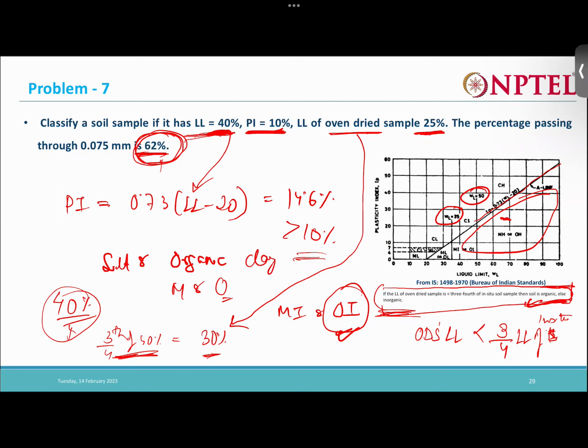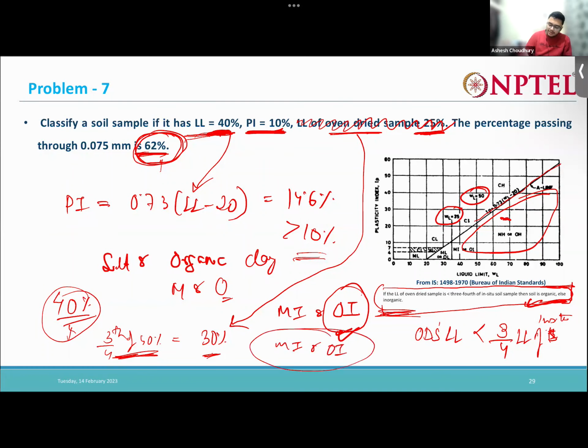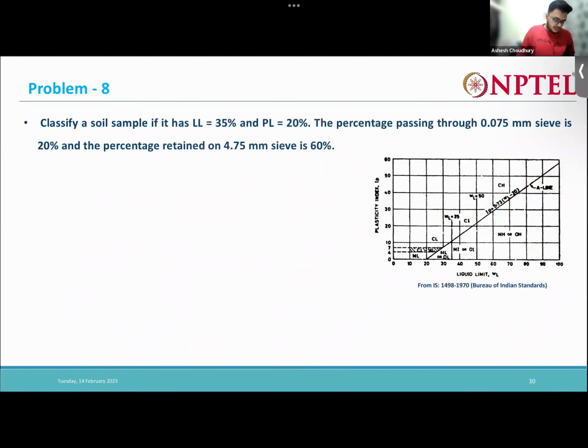Say this portion is not given. Okay, so this portion is not given, so you can easily and confidently write your soil as MI or OI. Now let us go to the next problem.